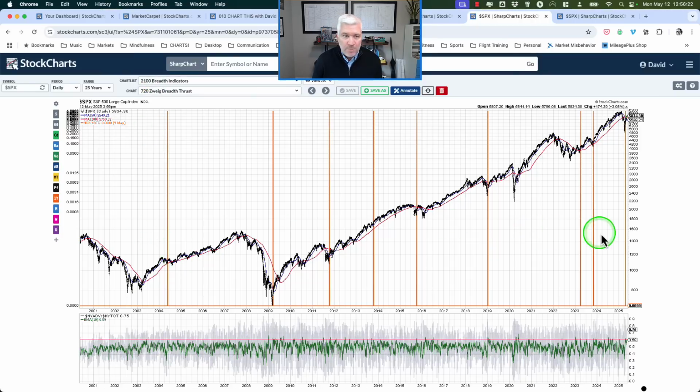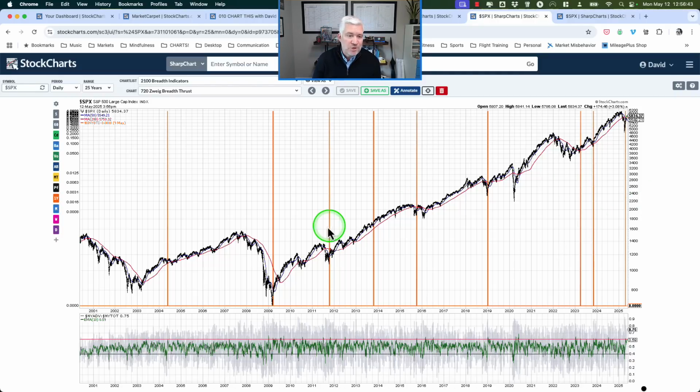Now look back over the last 25 years at every time this Zweig Breadth Thrust has fired, and you'll see that it happens pretty consistently after the market's pulled back, and then you get a big sudden upswing in a short period of time. And again, with this breadth thrust, where breadth is very negative, then goes very positive in a compressed time frame, it usually ends up working out pretty well.